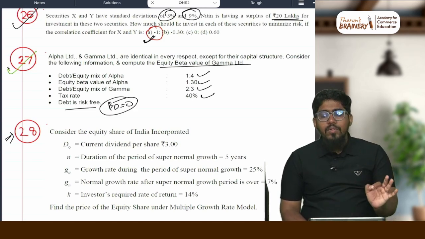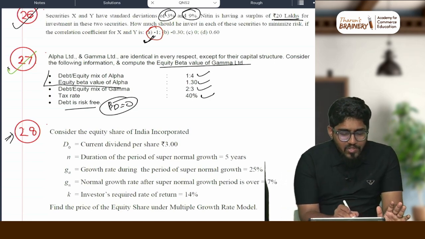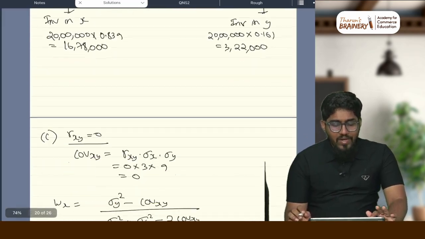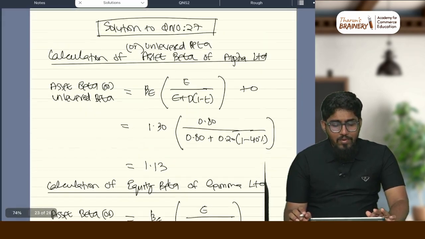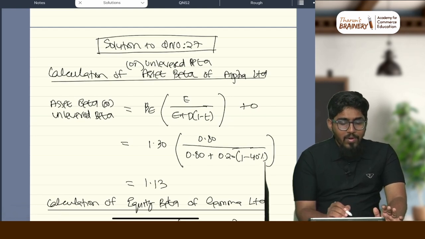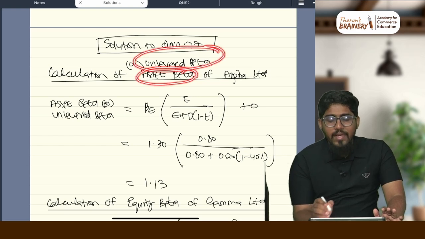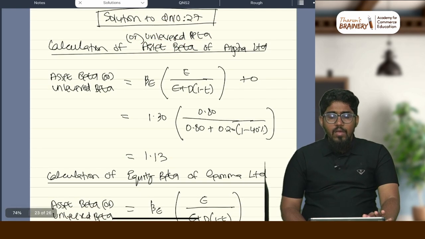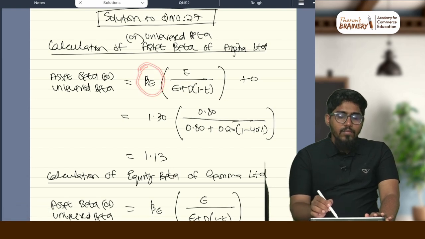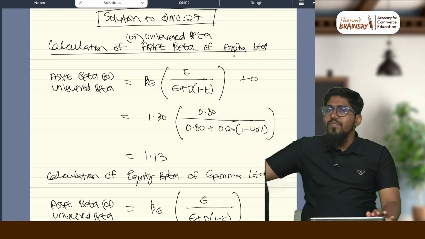First I will find out the project beta for Alpha Limited, by using these two pieces of information. Calculation of asset beta or project beta, which is also called unlevered beta, of Alpha Limited. What is the formula? Beta of equity into E by E plus D into (1 minus t), plus beta of debt. I don't have any risk, so 0.